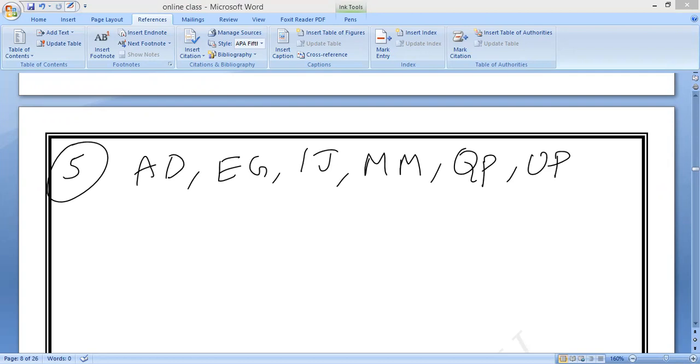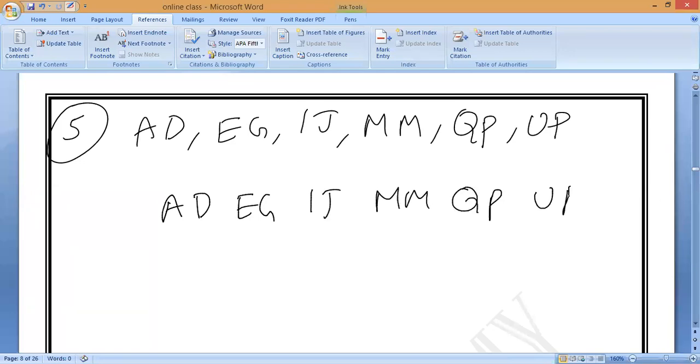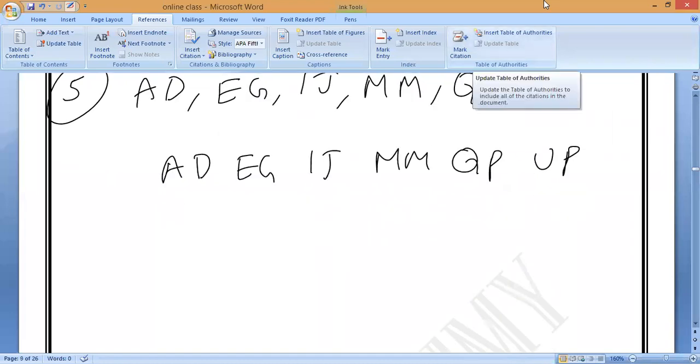What? UP. What is the pattern behind it? AD, EG, IJ, MM, QP, and UP. Check it with the alphabets, A to Z. UP or QP? Check the pattern now.